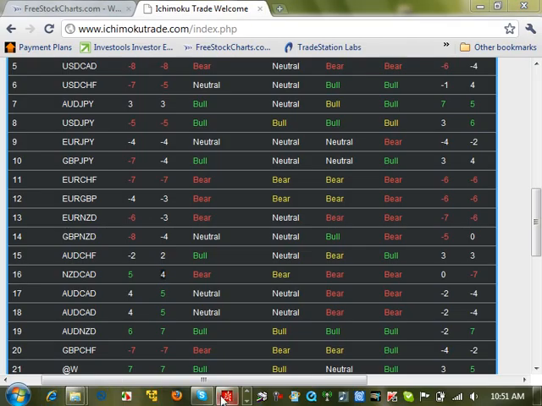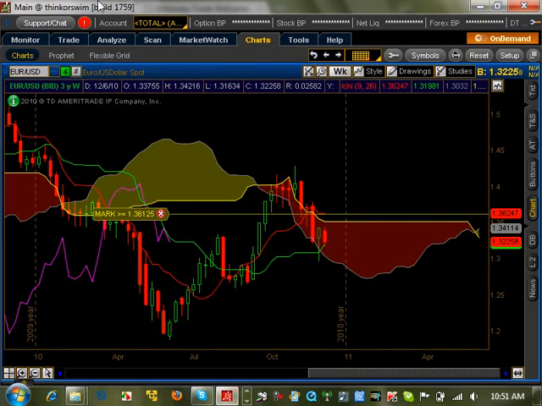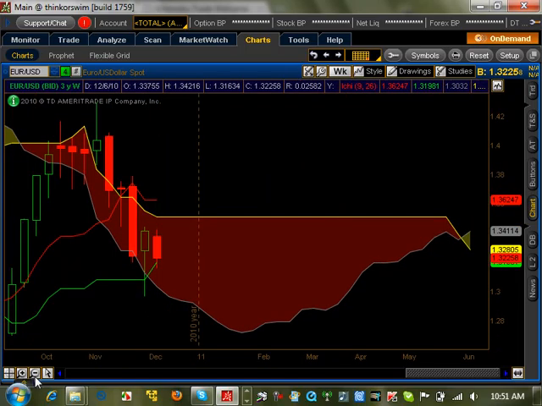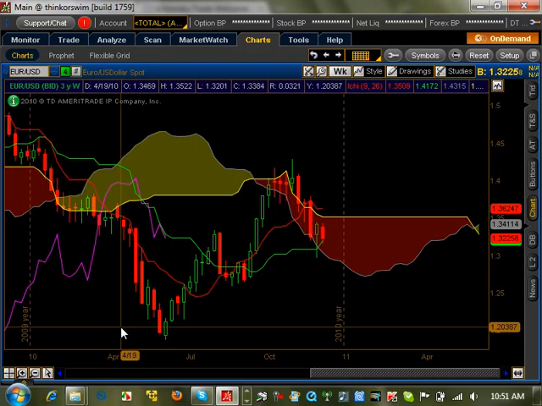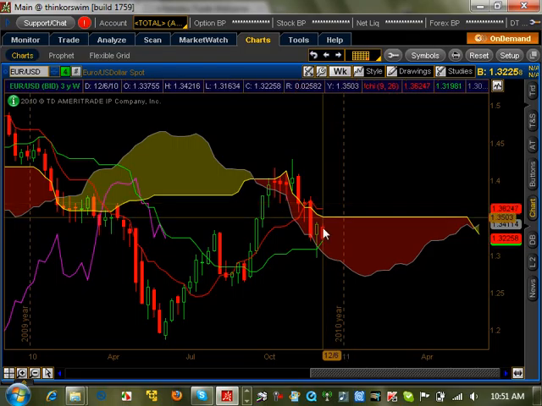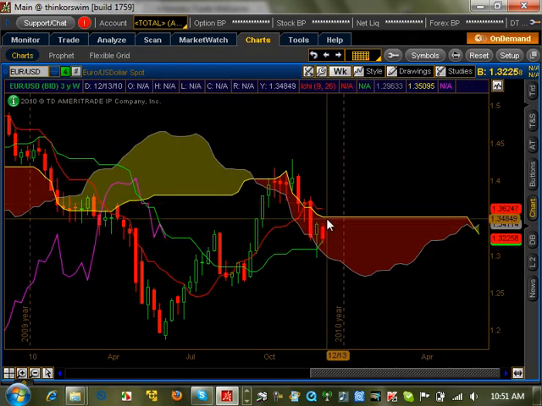But let's go through our weekly Ichimoku analysis for the currencies. This is the Euro USD. If you look at the Euro USD, right now we're consolidating. We're in the cloud, so there's no sentiment at all. We're between the Tenkan and Kijun, bouncing back and forth. So we're basically range bound right now.